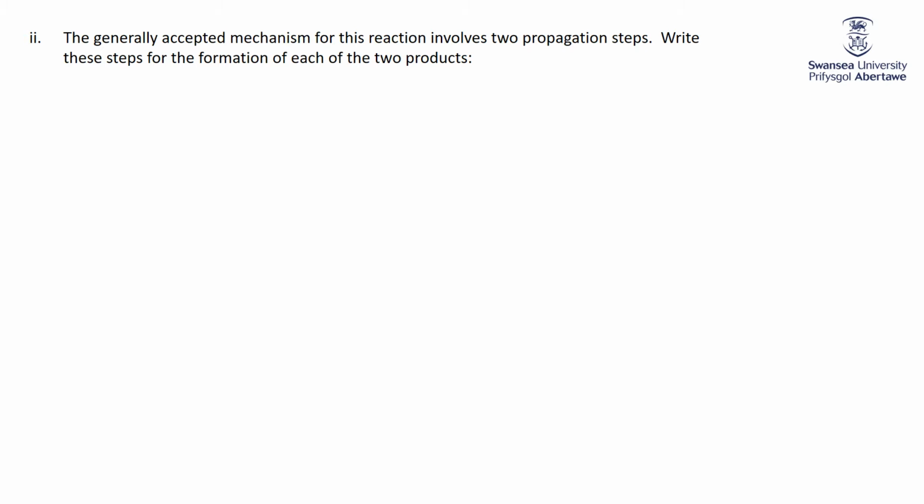Now, the generally accepted mechanism involves 2 propagation steps. If you remember back to our original movie, we started with chlorine, because that's what I was doing. Chlorine breaks apart into 2 chlorine atoms, these free radicals. One chlorine free radical attacks methane, which was our exemplar. Of course, here we'd be doing propane instead of methane, making a methyl radical plus HCl, and then that methyl radical gets another chlorine.